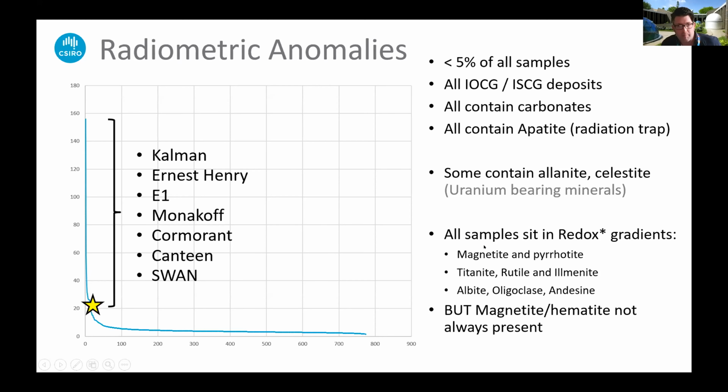But I think based on discussions with John Walsh, all these samples sit in basic redox gradients. So we're seeing magnetite and pyrrhotite in a lot of these samples. We're seeing a variety of different titanium minerals, and we're seeing a variety of different feldspars. Another interesting thing is there isn't always magnetite and hematite present. And I think that's sort of in contrast to what we thought we knew.